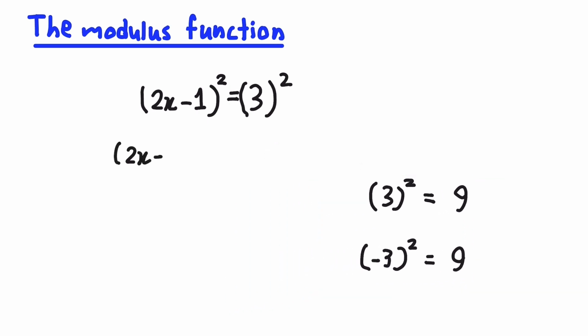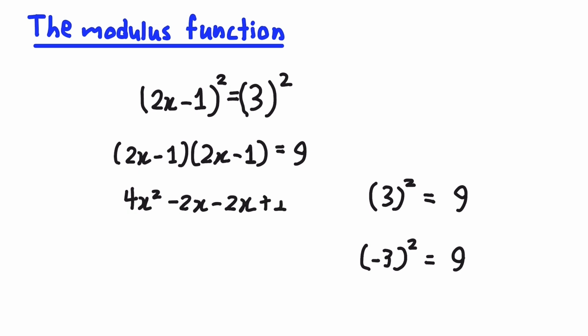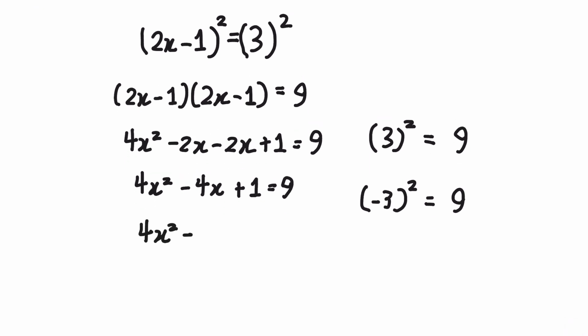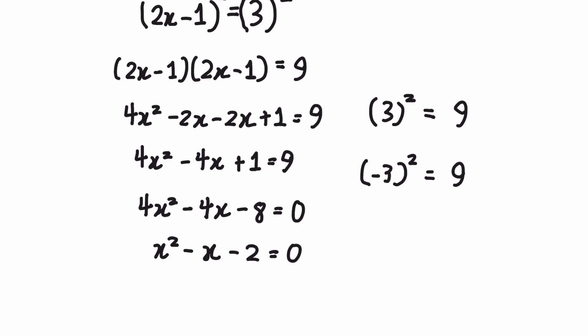So we will do 2x minus 1 times 2x minus 1 equals 9. 2x and 2x will give you 4x squared, negative 2x and negative 2x, plus 1 equals 9. 4x squared minus 4x plus 1 equals 9, and we'll finally get 4x squared minus 4x minus 8 equals 0, and you could divide by 4 to get x squared minus x minus 2 equals 0, and then we will just use the calculator to find the answer, which is 1, negative 1, negative 2, and we will get x will equal 2 or x will equal negative 1.